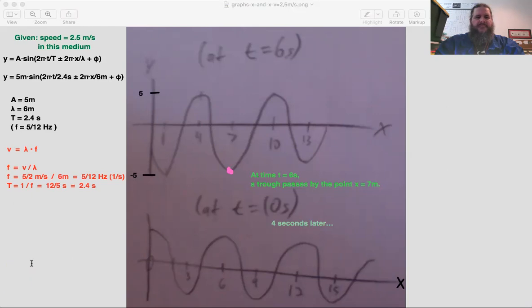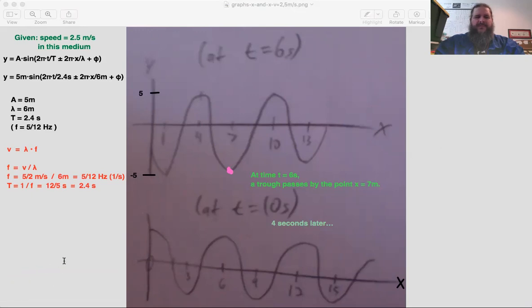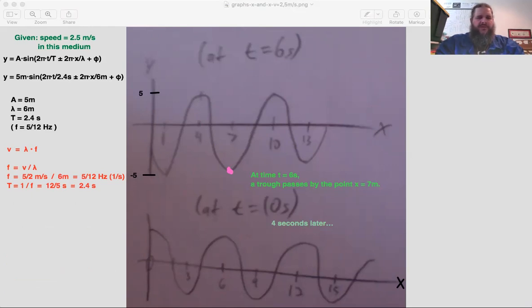Would you multiply the difference in time by both sides? Yeah, multiply both sides by delta t, we get speed times time. So the speed the wave is traveling times how much time it takes, in this case 4 seconds, equals the distance traveled. So if we fill that in, speed is 2.5 meters per second, time is 4 seconds, and what do we get? That should be 10. Yeah. So that means the delta x is going to be 10 meters.